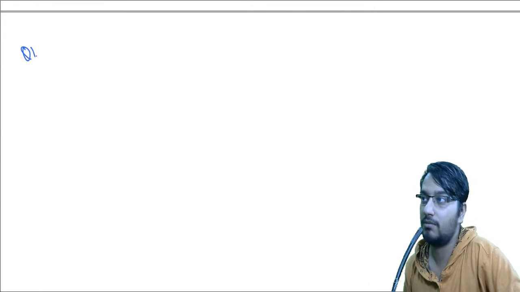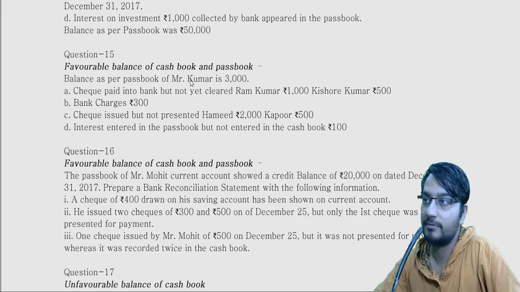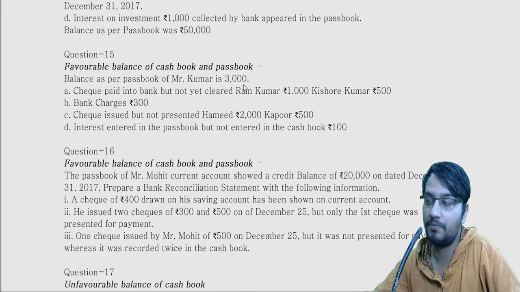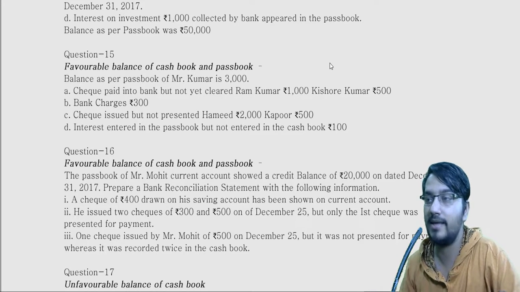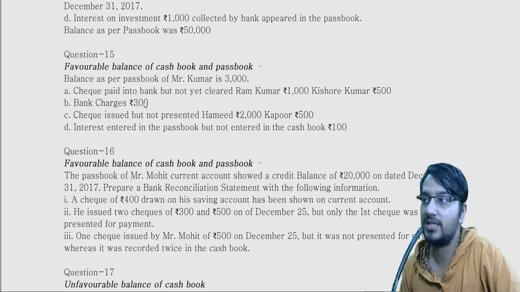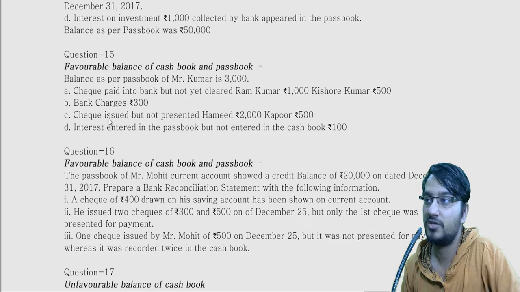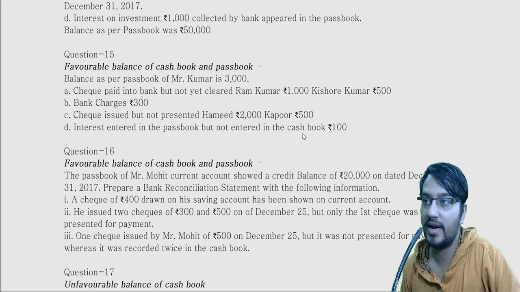This is question number 15. Balance as per the passbook 3,000 positive. Checks paid into bank yet not cleared 1,000 and 500. We can combine them. And bank charges 300. Check issued but not presented. We can again combine them. And interest entered in the passbook but not entered in the cash book, 100 rupees.